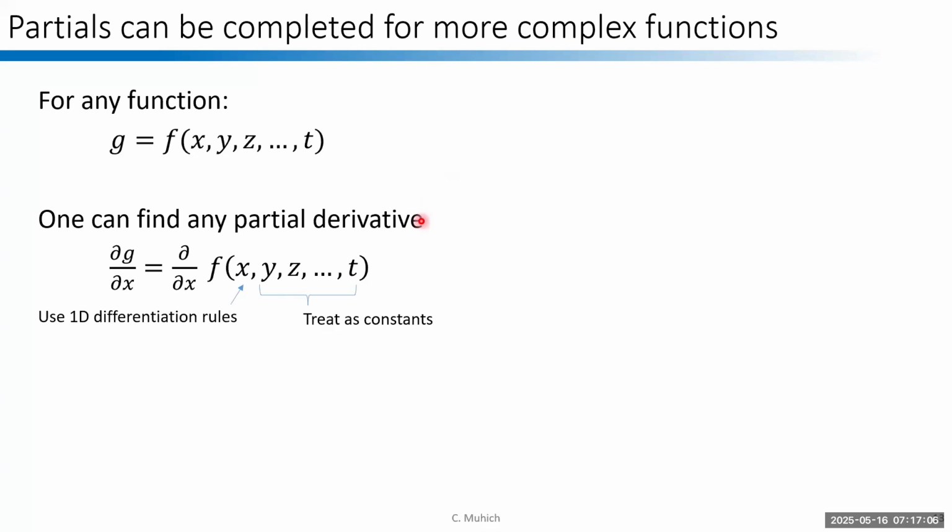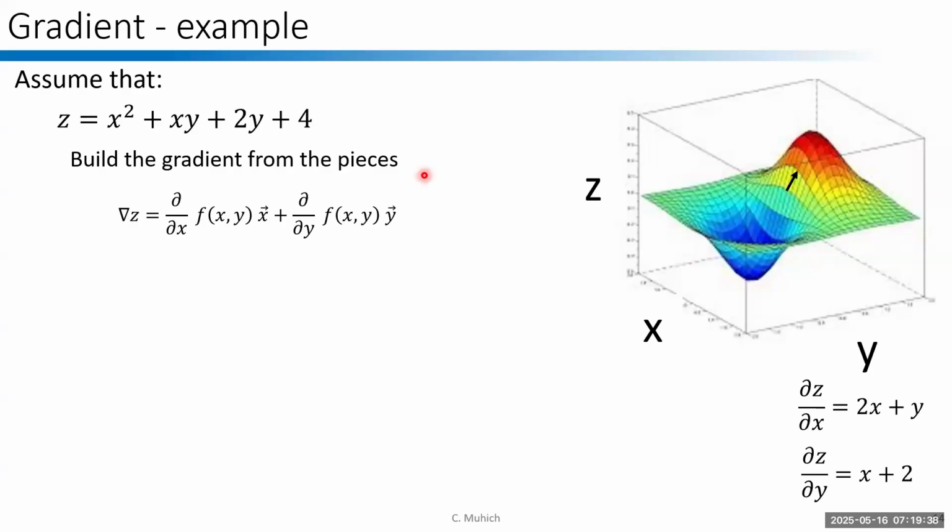So let's say that our function isn't just dependent on x and y, but it's dependent on x, y, z, or x, y, z, q, or all the way up to t. I can look at any partial derivative of that function with respect to any of its independent variables. For the independent variable I'm interested in taking the partial derivative of, I treat all of the other independent variables as constants, and then I use one-dimensional differentiation rules like we showed much earlier. Okay, let's move on from partial derivatives and start thinking about gradients.